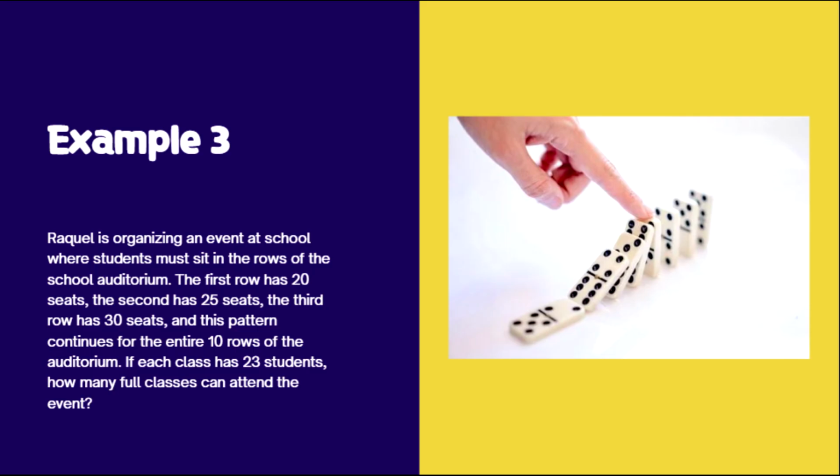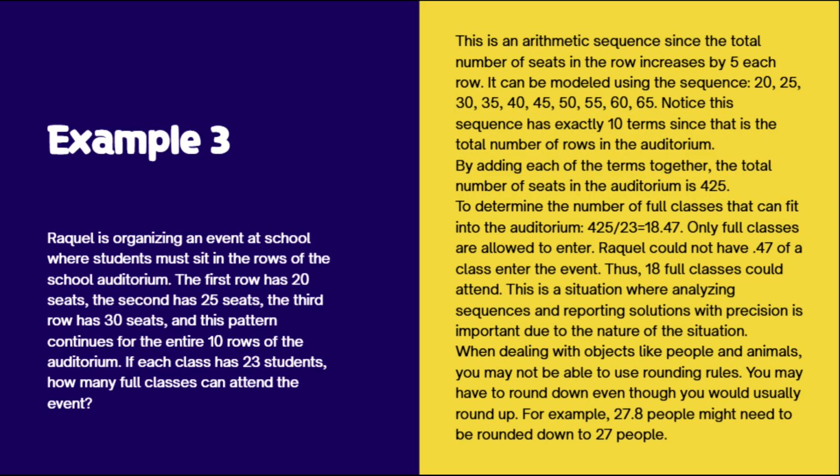If each class has 23 students, how many full classes can attend the event? This is an arithmetic sequence since the total number of seats in the row increases by 5 each row. We're dealing with addition, so it's just arithmetic. It can be modeled using the sequence 20, 25, 30, 35, 40, 45, 50, 55, 60, 65. Notice this sequence has exactly 10 items since this is the total number of rows in the auditorium.